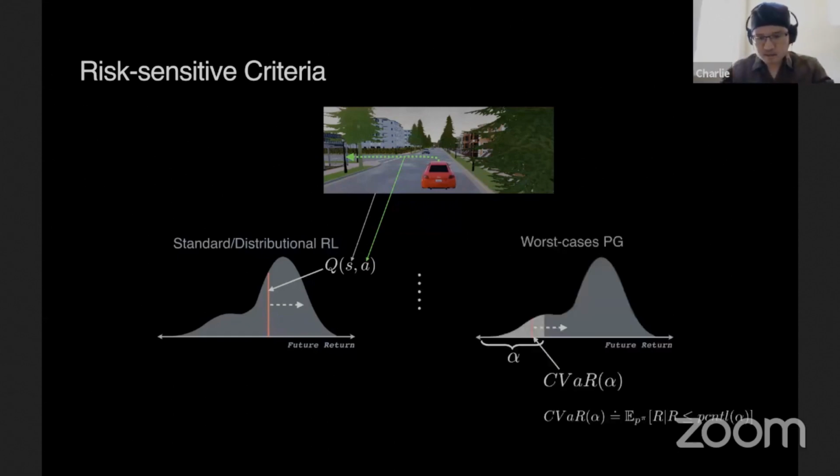In contrast, with worst case policy gradient, we're proposing to optimize not for the expectation of the entire distribution, but rather the expectation only up to the alpha percentile of the distribution. We're saying that we don't care about the average expected return. We care about what the best return would be under the worst possible scenarios. The future return is a scalar value, and the worst case scenario is where the future return is negative, in this case a collision or near miss. That's essentially the main difference.